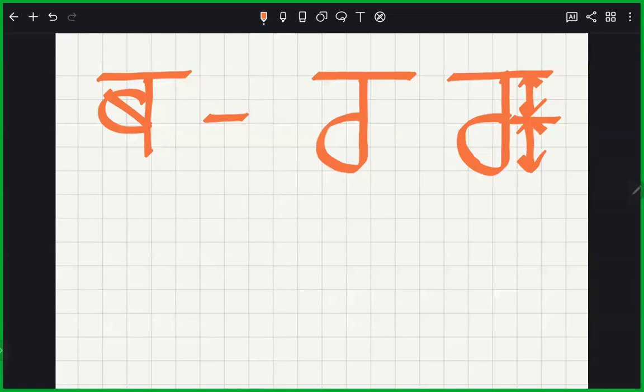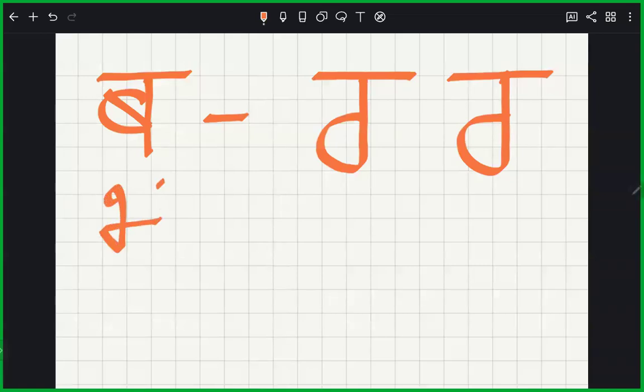This line and this line downwards are equidistant. So this is cutting this vertical line right here in the center. So make sure you get it all the way up to the center of the vertical line. That is Ba. Okay.